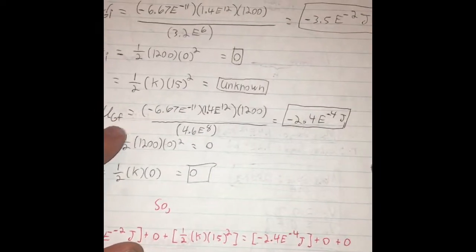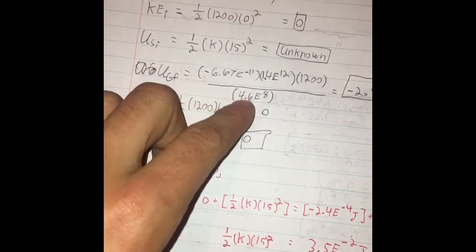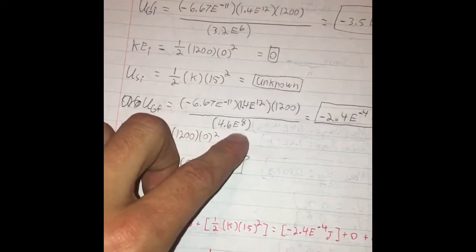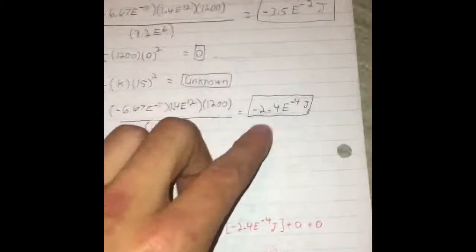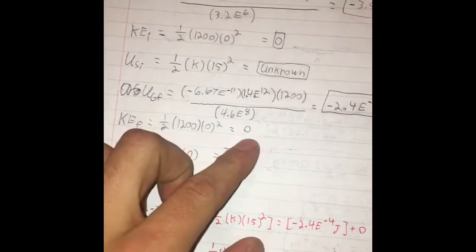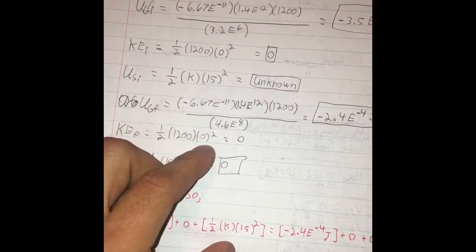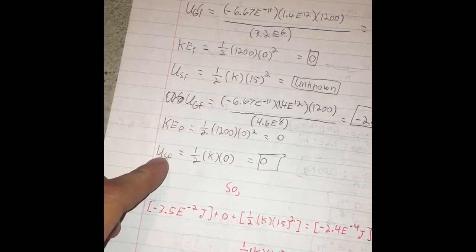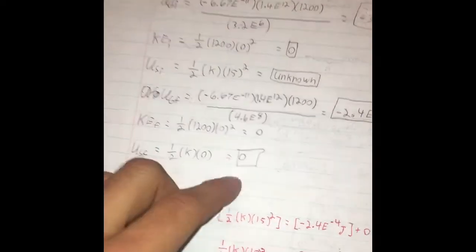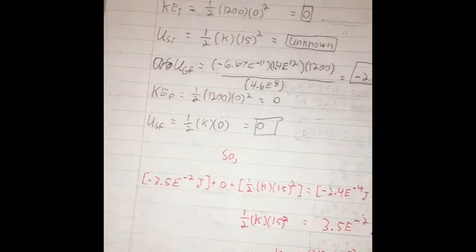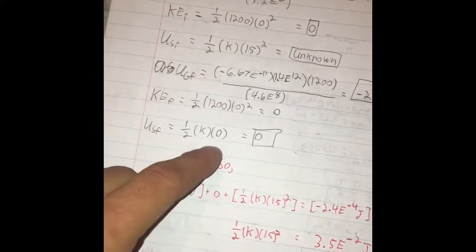And then the final potential energy of gravity is going to be the new position from the center of the planet, Jango, which is going to be 4.6 times 10 to the 8th meters. We're going to get this. And so our final kinetic energy is going to also be 0 because we have a final velocity of 0 meters per second. And our final potential energy for our spring will also be 0 because we have no stretch in the spring being compressed.